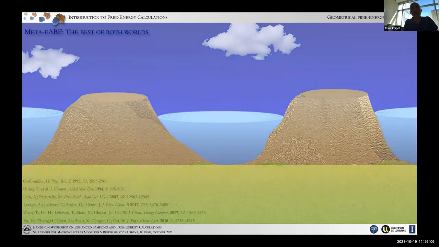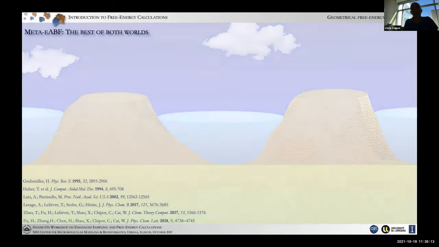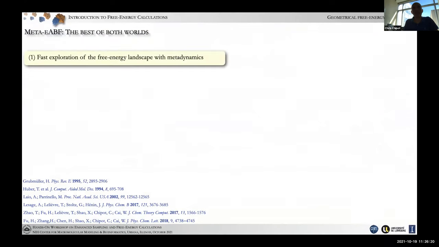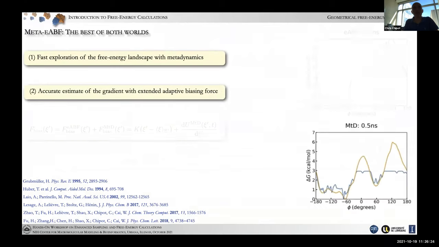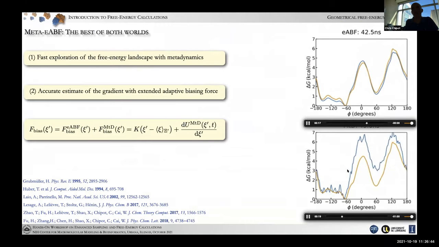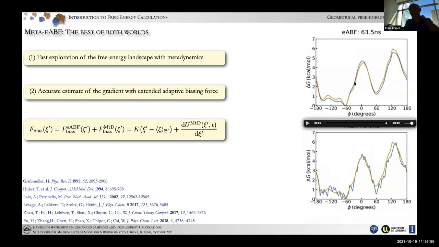We have reconciled metadynamics and ABF in a method called meta-eABF, which essentially takes the best of both worlds. It exploits the fast exploration of the free energy landscape by metadynamics, and at the same time uses the very accurate gradients provided by the mean force. And if you compare with pure metadynamics, I already mentioned that pure metadynamics doesn't have a long-time convergence, you can see here that very quickly we converge towards the expected value. So that's also available in NAMD.